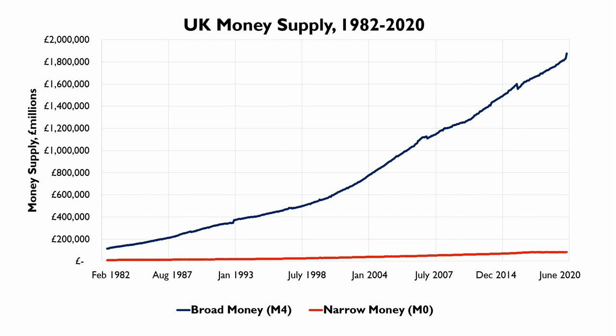You'll see here on this graph that broad money is quite a lot broader in the UK. This measures the UK money supply from 1982 until 2020, and it measures it in millions of pounds. So you can see that there's an awful lot of money in the economy if we look at the broad measure. Narrow money hasn't changed a great deal.